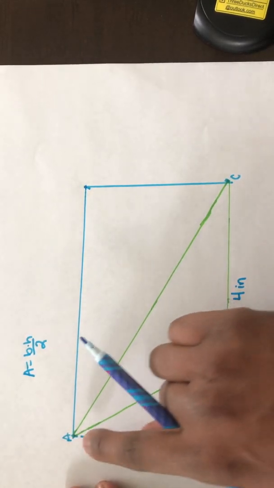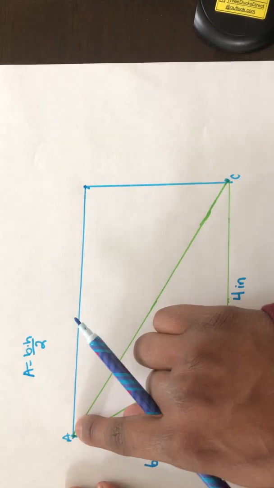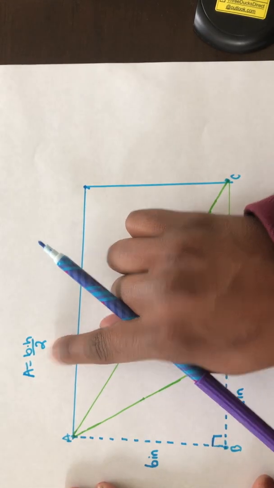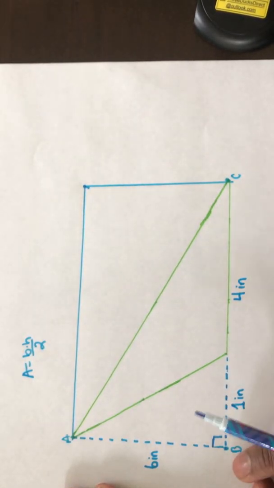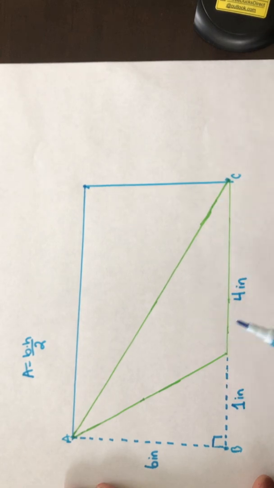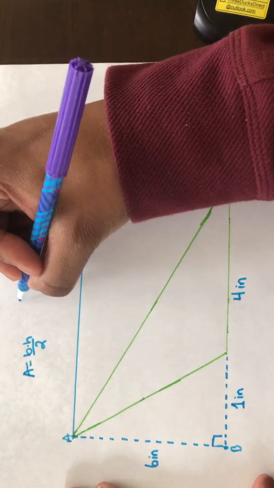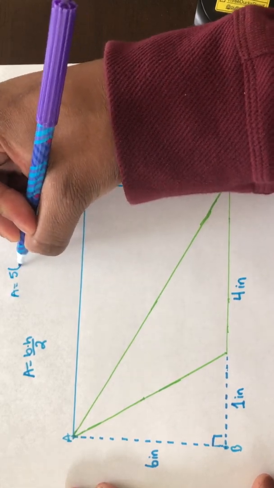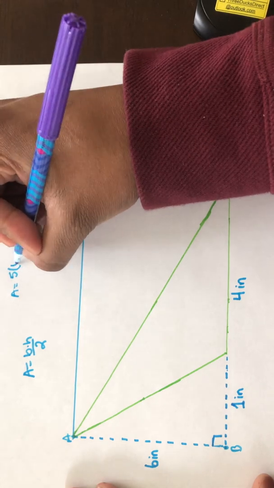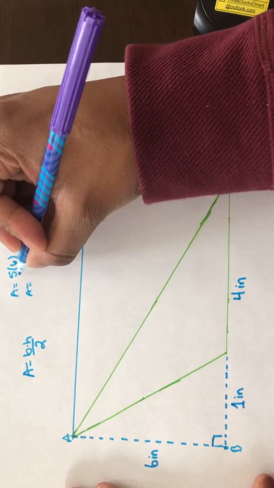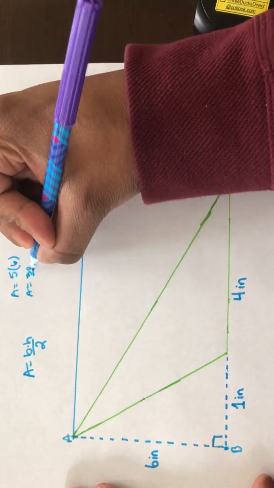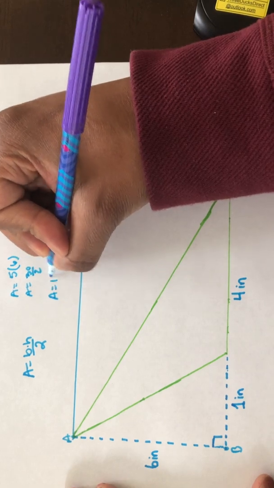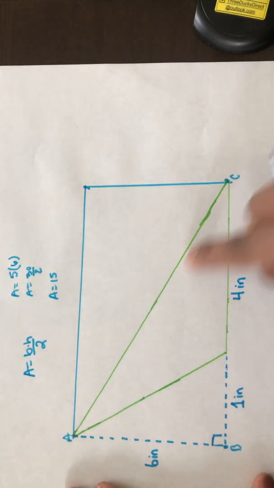Now, we know we can figure out the area of this right triangle right here by using this equation. We already know our bases. I'm talking about the whole bottom. We have to include this 1 inch and this 4 inch. So for this equation, our base is actually 5 inches and our height is 6 inches. We know by multiplying it's 30, then I have to divide that by 2. So the area of this whole triangle is 15.